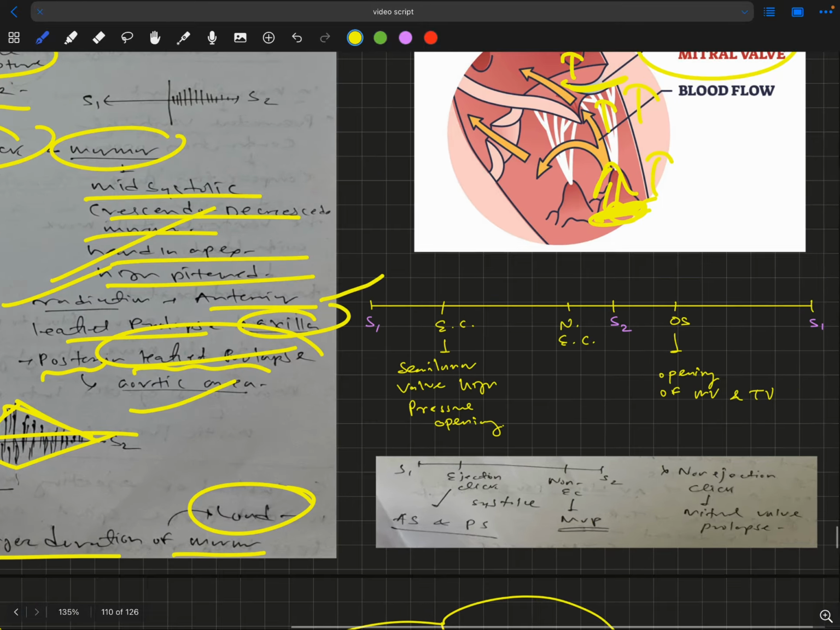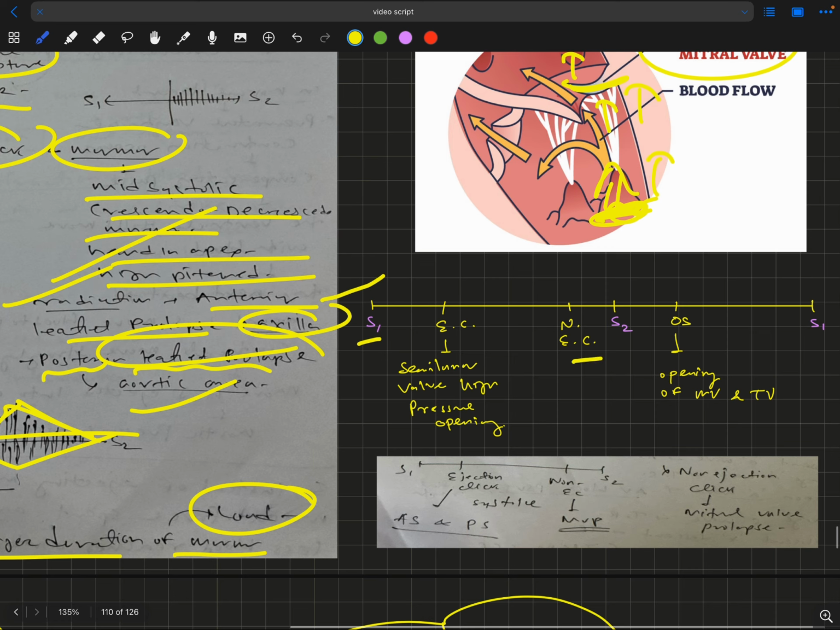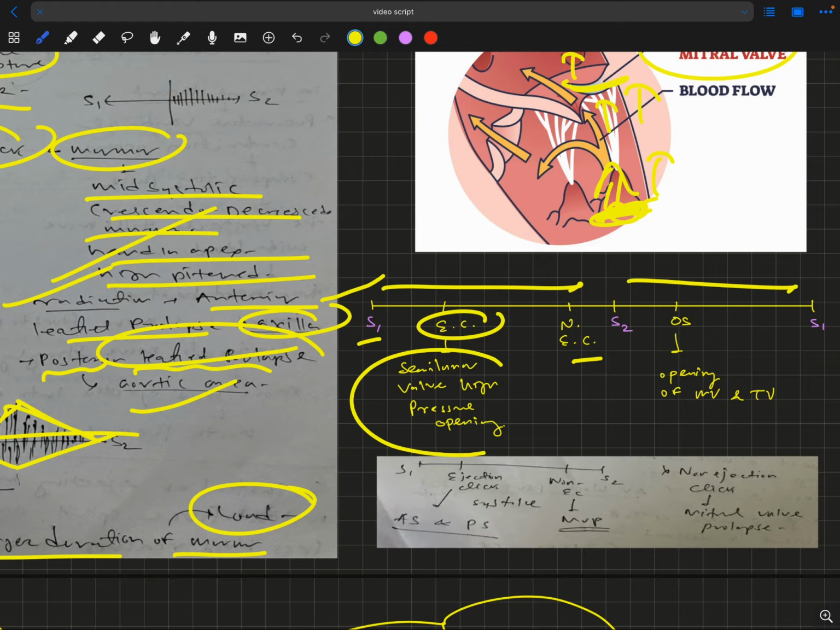So here you can see this is S1, S2, and this is the systole, this is the diastole. Here is the ejection click. Ejection click is due to high pressure opening of the semilunar valves, and non-ejection click is due to mitral valve prolapse. Non-ejection click is also known as the mid-systolic click because it is located in the middle of systole.